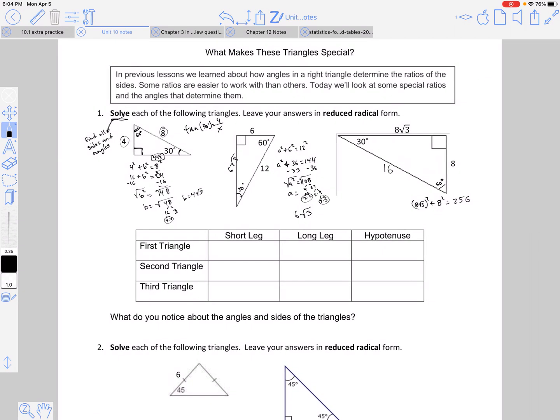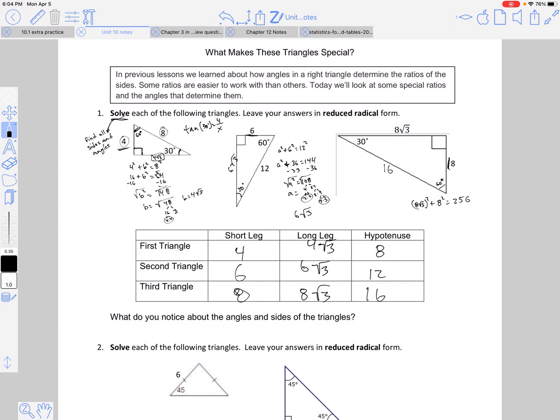Now let's fill this in. So if we look at our short leg, on the first one it was 4. The short leg on the middle one was 6. Short leg on the last one was 8. Long leg was 4 root 3, 6 root 3, 8 root 3. And then the hypotenuse was 8, 12, 16.